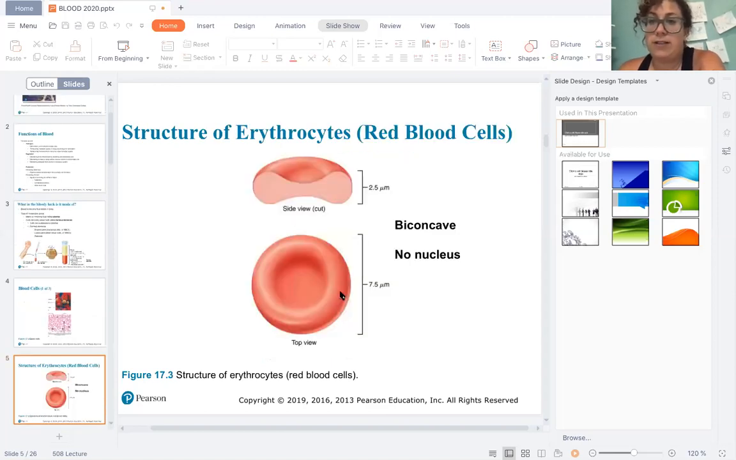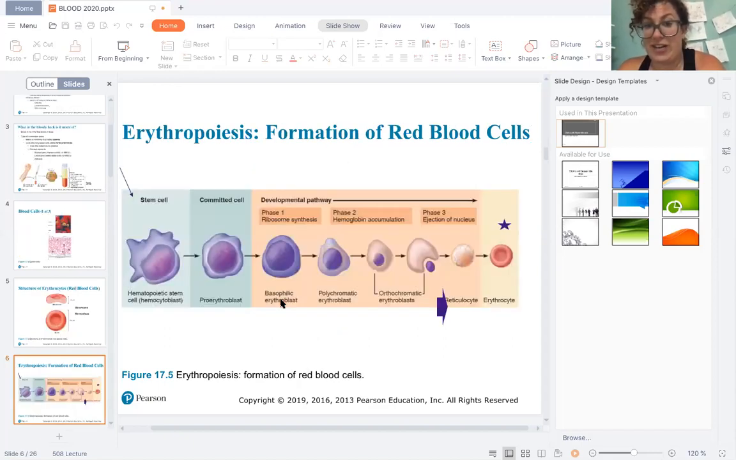So this is time number 742, whatever you want to say, of this part of the lecture. Erythrocytes have no nuclei. They are biconcave. They look like this, and there's a reason for that, okay? They need to have room to hold on to important things like iron, hemoglobin, oxygen. The nuclei kind of get in the way on that.